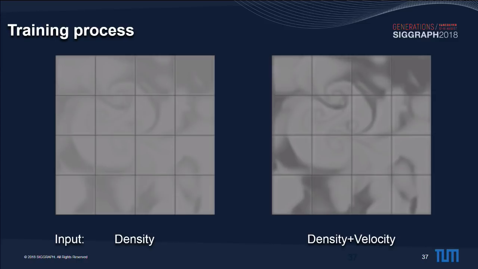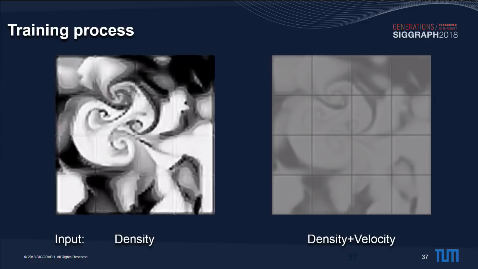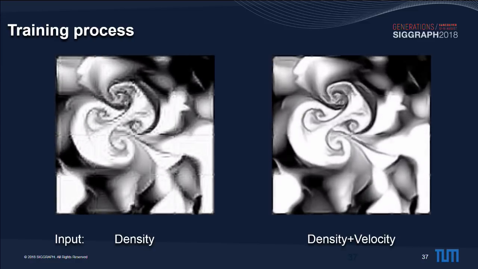This is the test results during the training process, and we compared the result with different input parameters. Let's check the results. It's very clear that if we use both the density and the velocity as the inputs, our training process converges faster and generates sharper results.